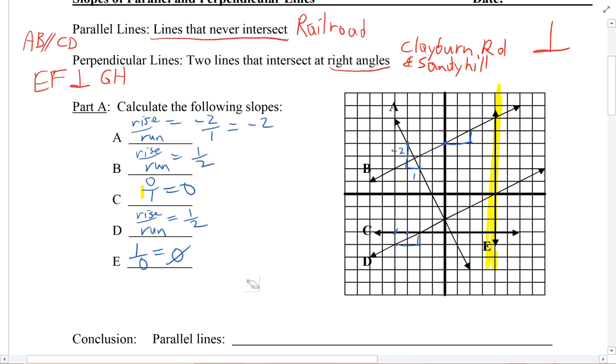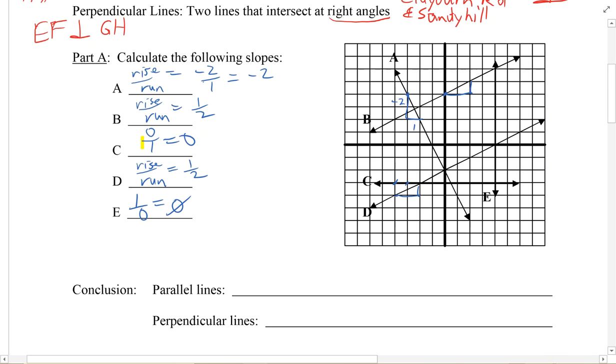Okay? So what do you guys notice about lines B and D? Lines B and D, those are like our railroad tracks. And what do you notice about their slope? And what's the other slope? And those numbers are? Exactly. So for our conclusion, we can say that parallel lines have the same slope.